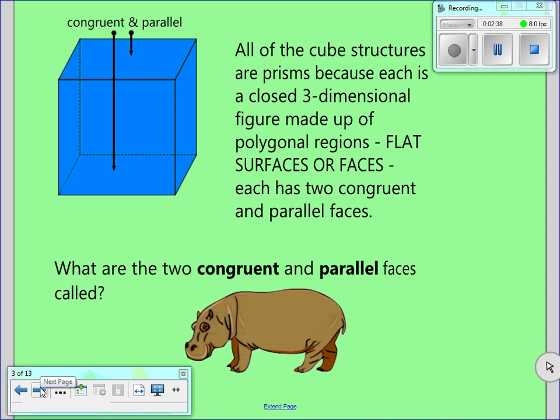All of the cube structures are prisms because each is a closed three-dimensional figure made out of polygonal regions. Flat surfaces or faces each have 2 congruent and parallel faces. So that means, let's take a look at the bottom here. Take a look at the top. These 2 sides will never touch. They'll go on forever if this cube happens to go on forever. I doubt it will. But they are congruent. They are the same. So like I said, sometimes you can't see the base. Just take a look at the top. That'd be the same as the base, okay?